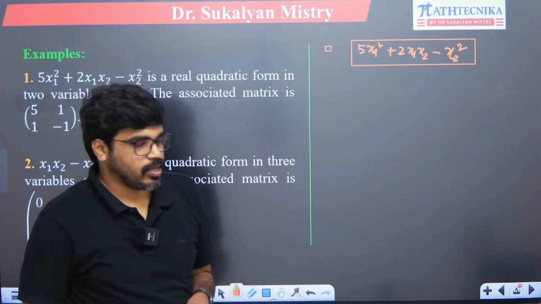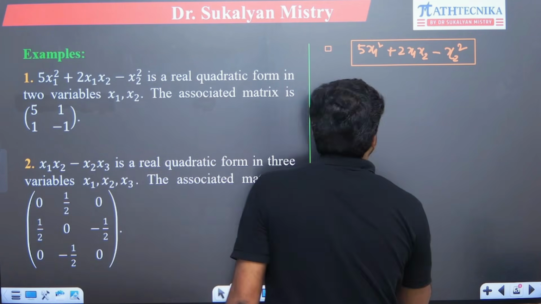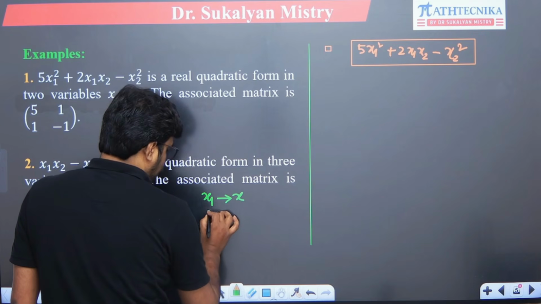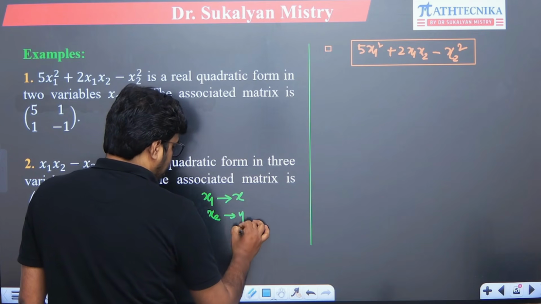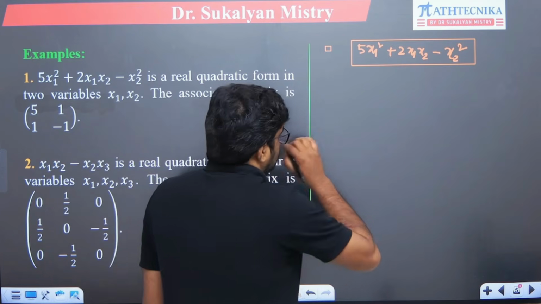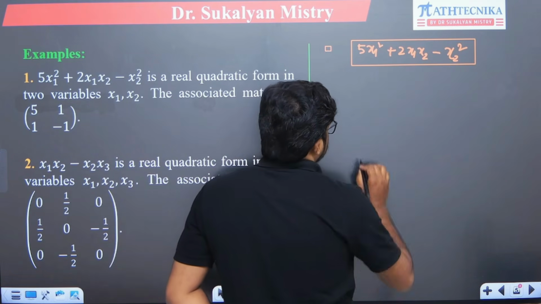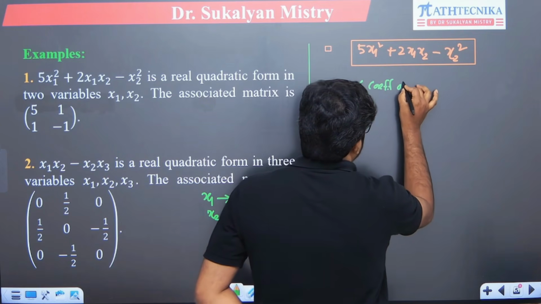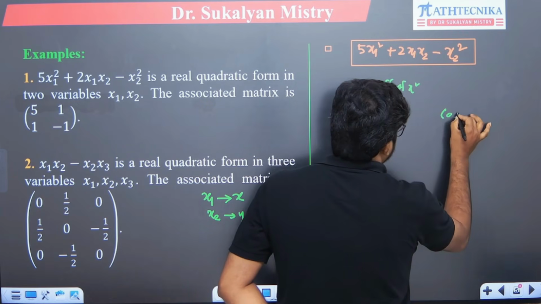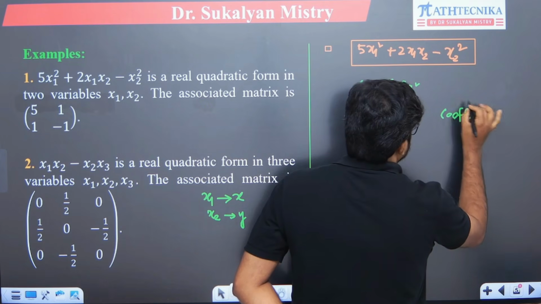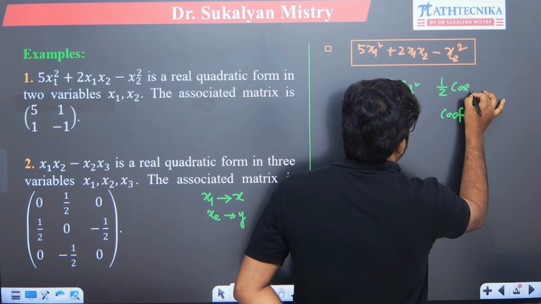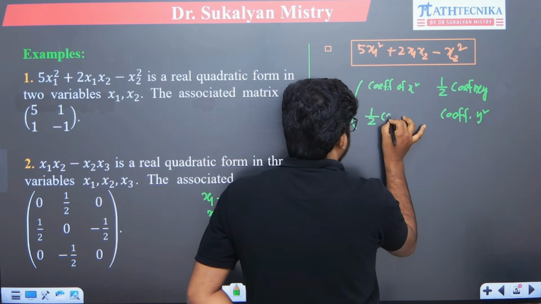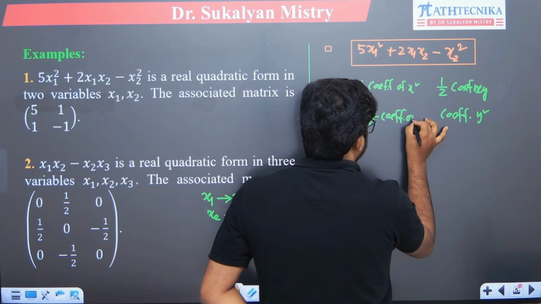Okay, right? So just consider x1 is x, right? x2 is y, right? So what is the associated matrix? What is the rule? Coefficient of x square, coefficient of y square, this will be 1/2 coefficient of xy. This is symmetric, so this will be 1/2 coefficient of xy.